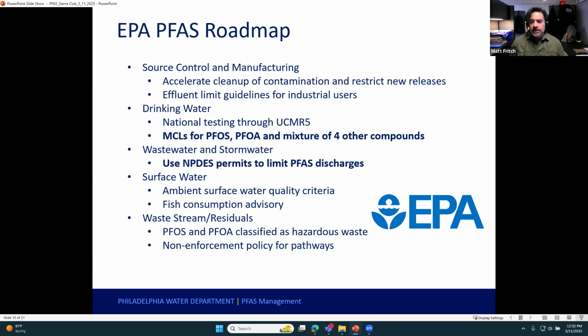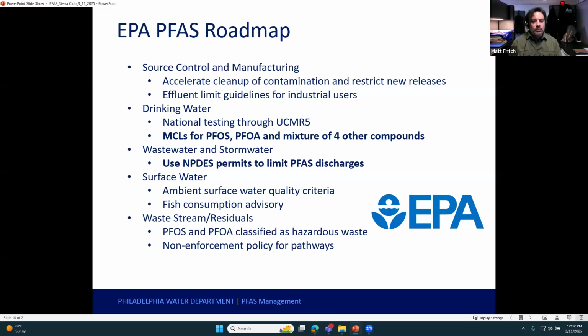Under the last administration, the EPA issued a PFAS roadmap, and it was a very nice document. It was very broad. Want to mention that the Philadelphia Water Department supports the maximum contaminant levels for PFAS in drinking water. The EPA focused on several different areas, including source control and manufacturing, trying to limit the production of these compounds. I do have to say that there is no ban on PFAS production. They have started by addressing the occurrence of PFAS in drinking water, and that includes the MCLs that we're mentioning.